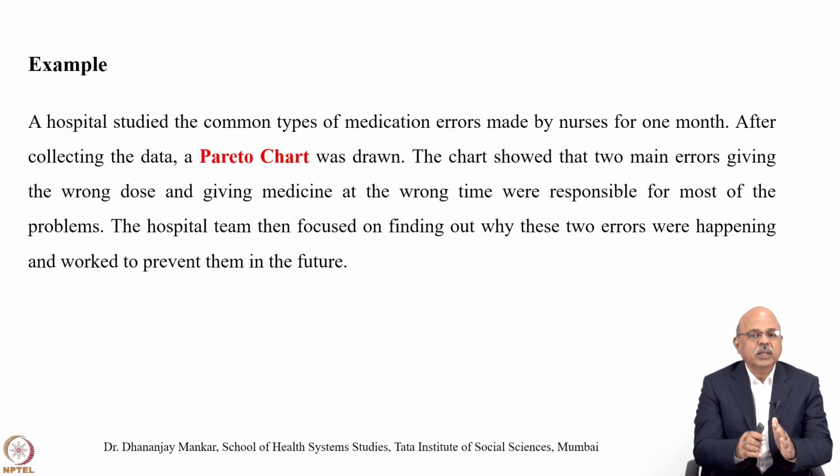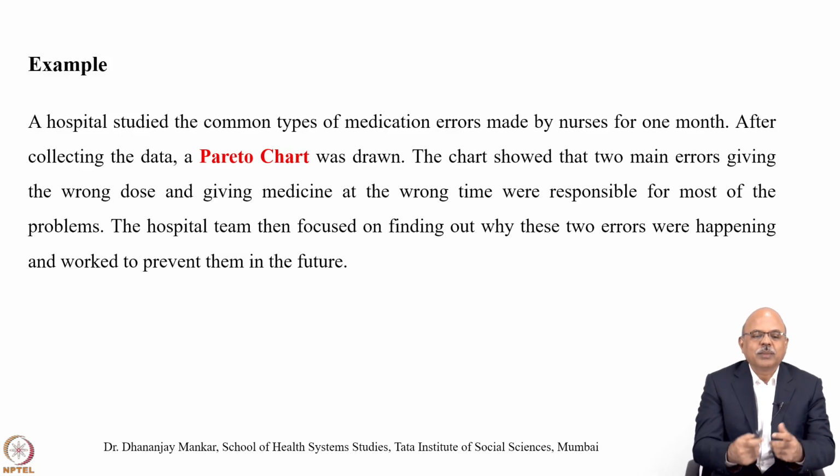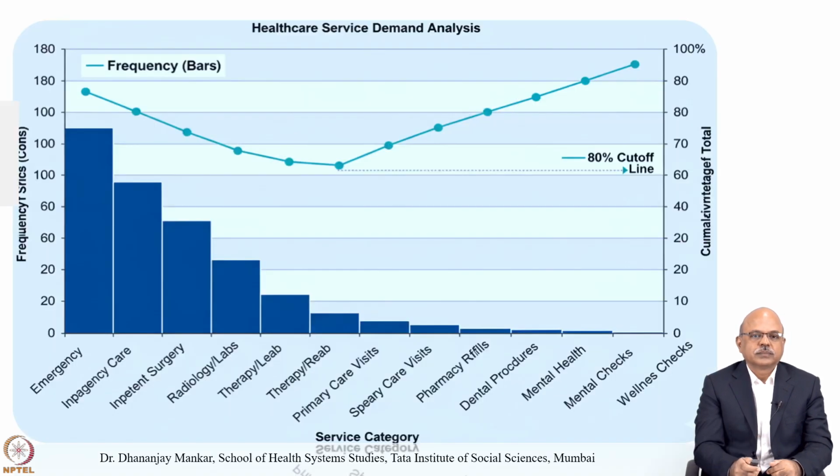The hospital team then focused on finding out why these two errors of wrong dose and giving medicine at the wrong time happened. So time was a problem, dose was a problem. They worked to prevent them in future. The hospital has to work, importantly, on medication errors like such issues. So this can be seen as an example of a Pareto chart. And this is where you can find how the frequency, the percentage and all those work.